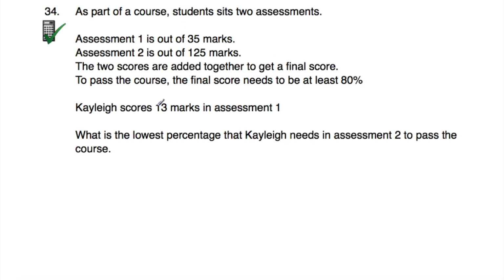And Kaylee has scored 13 in assessment 1. So she scored 13 marks in assessment 1. And the question is, what is the lowest percentage that Kaylee needs to score in assessment 2 in order to pass the course? Okay, so to begin with, I'm going to find out how many marks there are all together. So I'm going to do 35 plus 125. And it's a calculator question, so you can add those together, and that's equal to 160. So there's 160 marks all together.